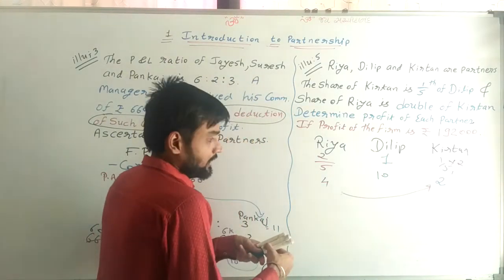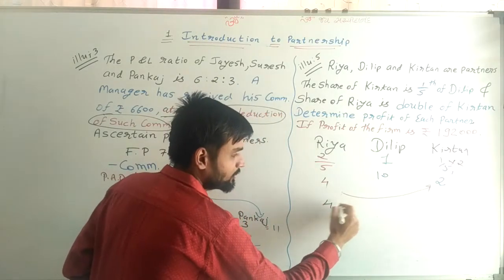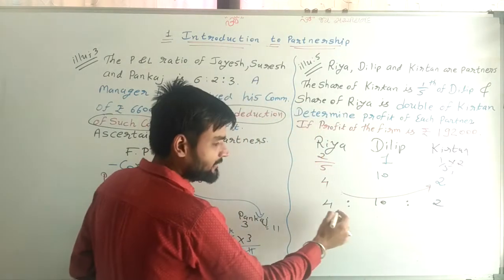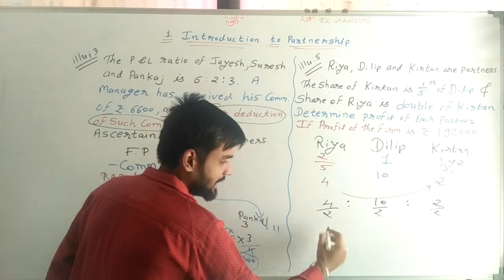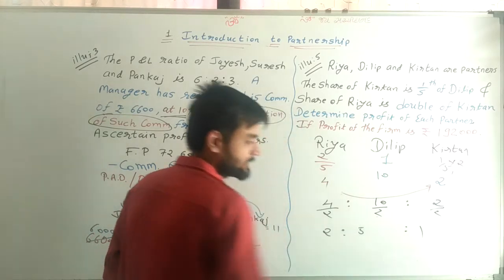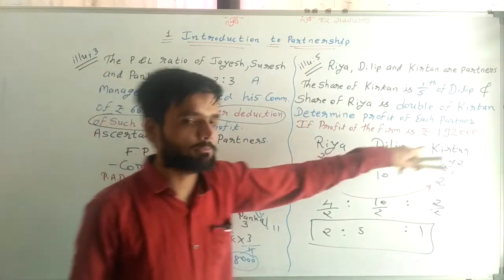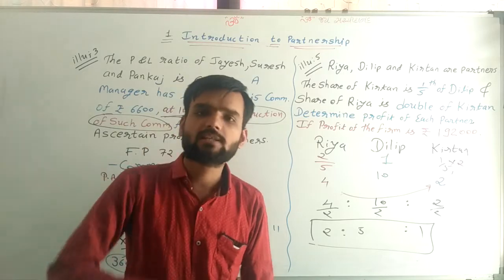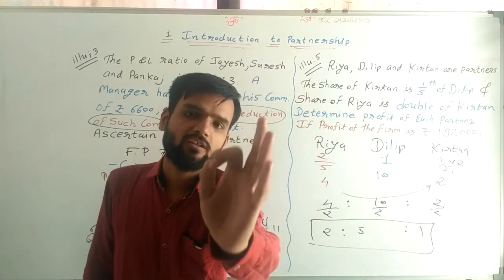So, what is the ratio of Riya, Dilip and Kirtan? 4, 10 and 2. If we divide this by 2, because the common factor is 2, we get 2, 5 and 1. So the P&L ratio of Riya, Dilip and Kirtan is 2, 5 and 1. Now whatever profit is there is distributed among the partners in the ratio of 2, 5 and 1.